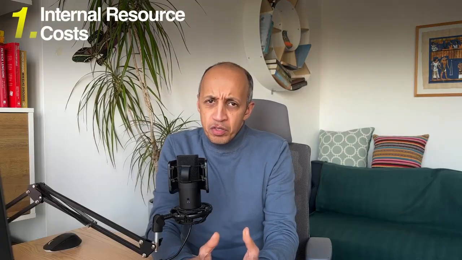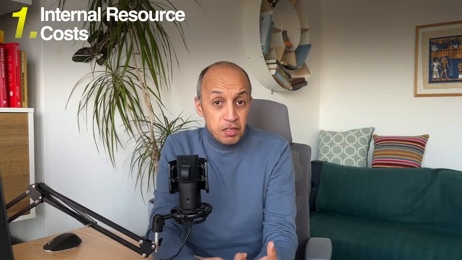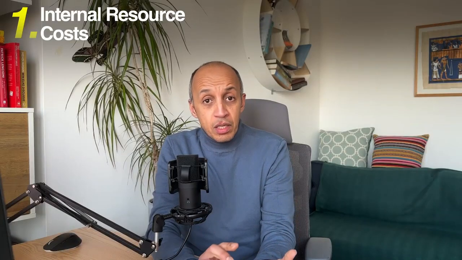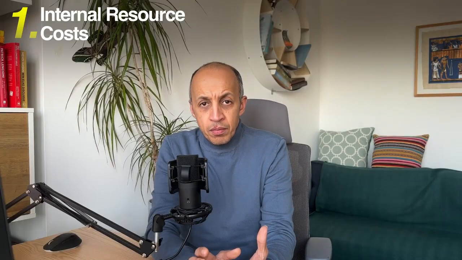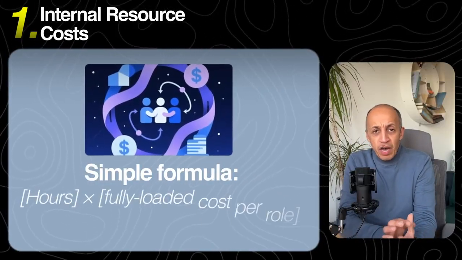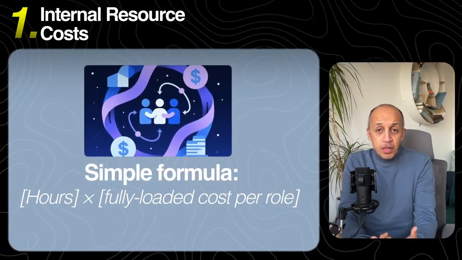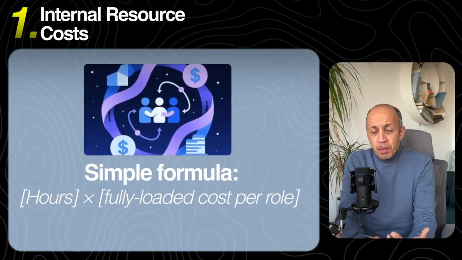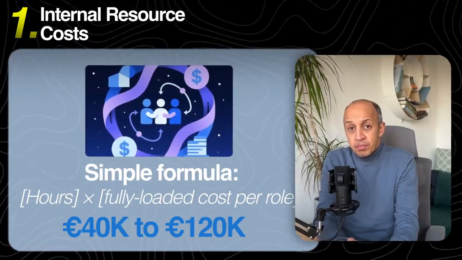Every RFP burns internal hours, the time spent by marketing leaders, IT architects, security, legal, procurement, finance, and so on. And what you need to do is make that formula, which is very simple. Number of hours multiplied by the fully loaded cost per role. So in most mid-sized enterprises, that could be between 40 and 120K just in internal time.